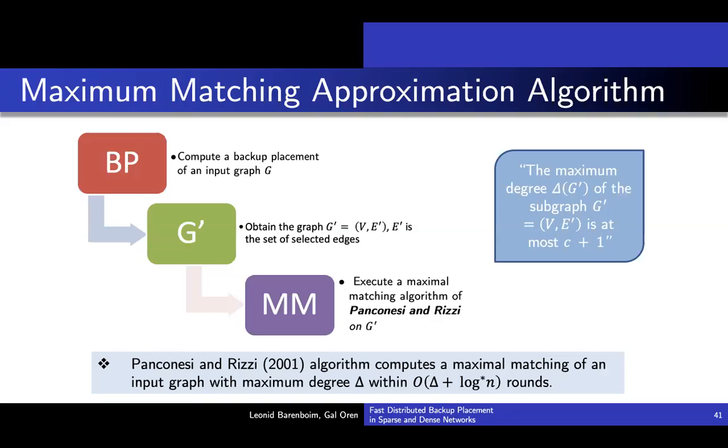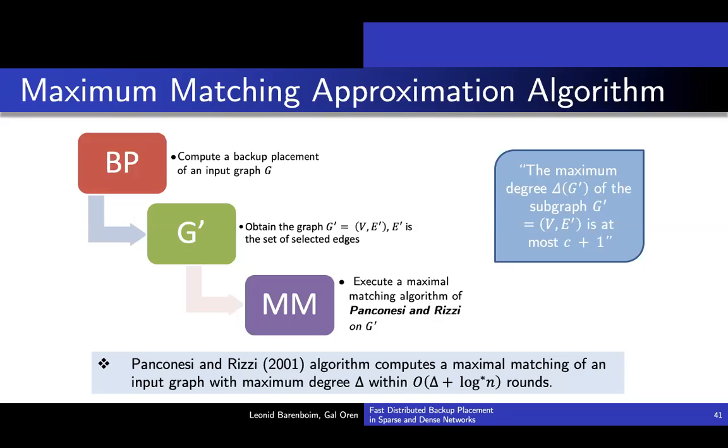So how can Δ(G') help us get a better maximum matching approximation? We compute a backup placement of an input graph G, obtain the graph G'(V,E'), where E' is the set of selected edges, and execute the maximal matching algorithm of Patt-Shamir and Censor-Hillel on G'. The latter algorithm computes a maximal matching of an input graph with maximum degree Δ within O(Δ + log* n) rounds. As the maximum degree Δ(G') of the subgraph G' is at most C plus 1, we get O(log* n) time complexity of the algorithm.